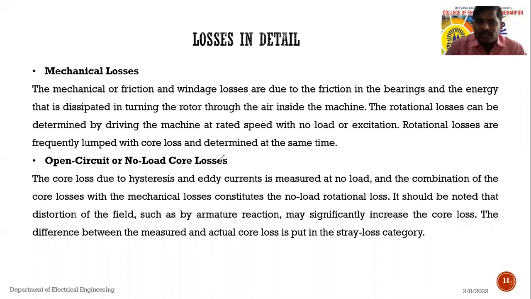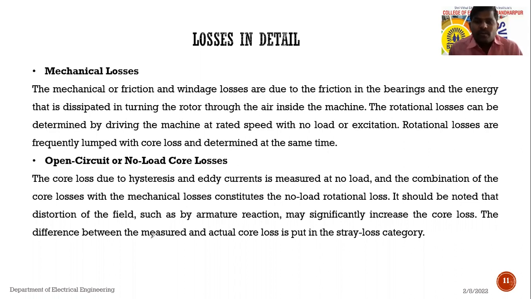After that, core losses are there. Core losses are called no load losses, or we can call them open circuit losses. Core loss or rotational loss can be calculated at the no load condition, similar to mechanical losses.